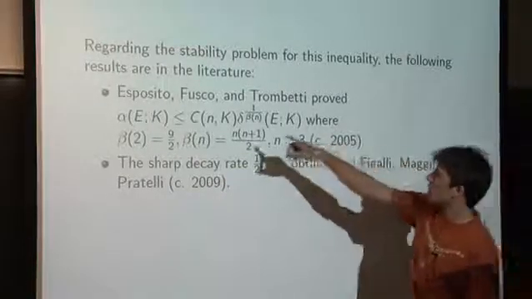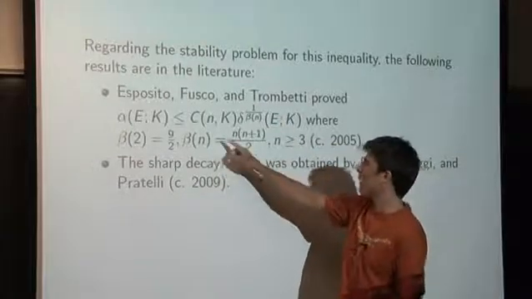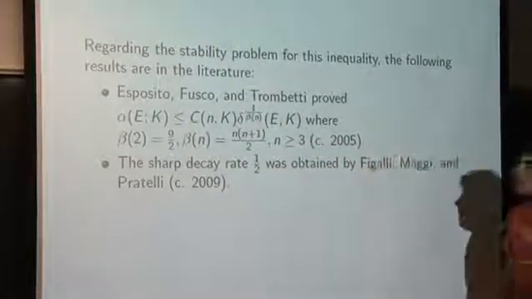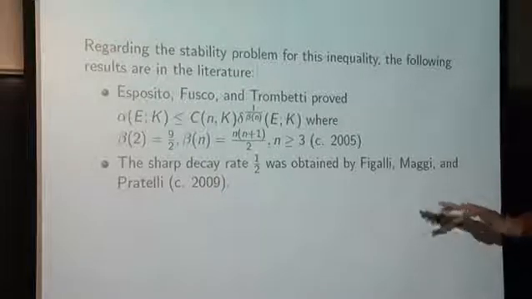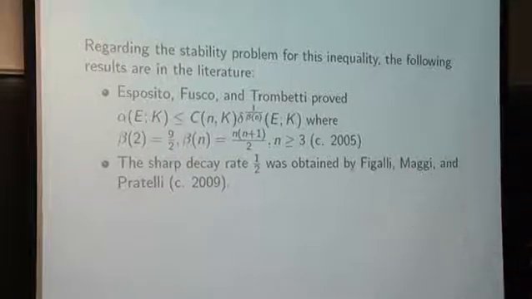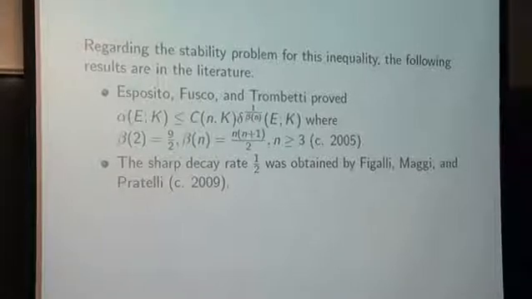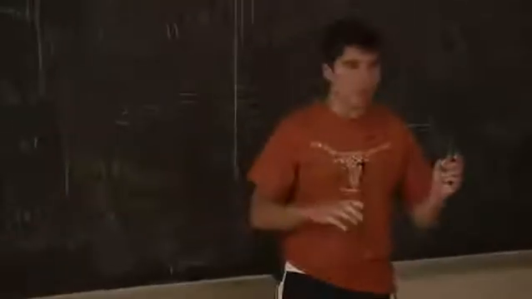So in 2005, Esposito, Fusco, and Trombetti proved that you can take beta to be this quantity depending on the dimension. But then there was still that conjecture that 1/2 should still be optimal. And this was done by Figalli, Maggi, and Pratelli, and Alessio Figalli is here at Texas, he's my advisor. So they obtained this 1/2 rate recently, which of course recovers the 2008 paper by Fusco, Maggi, and Pratelli, because you just take k to be the ball.